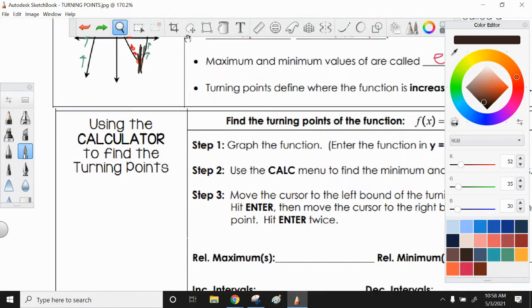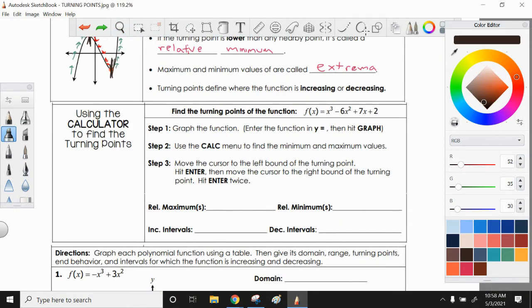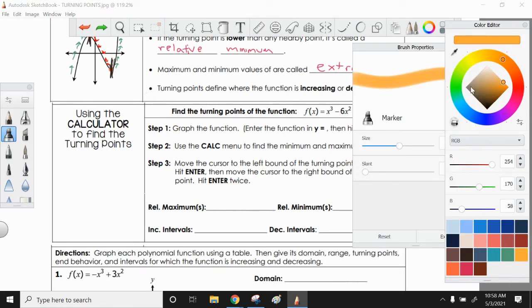What we're going to do is do this using a calculator, but here's the good news, okay? Let's do all this. Let's make this extra big. Let's get a nice color. Let's get a nice green color.